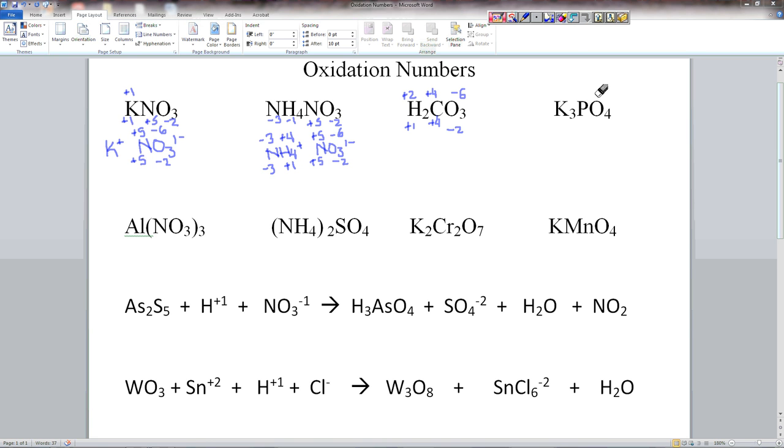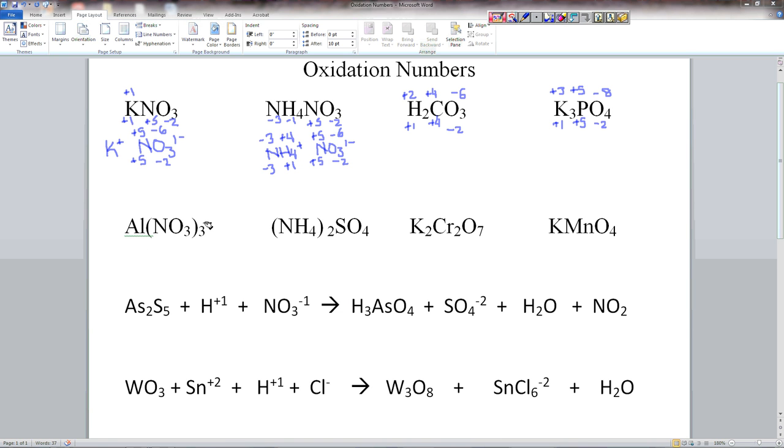So for this one, I'm going to do the same thing I did before. Each O is negative 2, so that's a total of negative 8 charge. K we know is positive 1, because it's group 1, so that's overall positive 3. So what does P have to be to make this work? Well, the compound has to be neutral as a whole, so P has to be a positive 5. So positive 8 versus negative 8 gives me an overall charge of 0. That tells me I did it correctly.